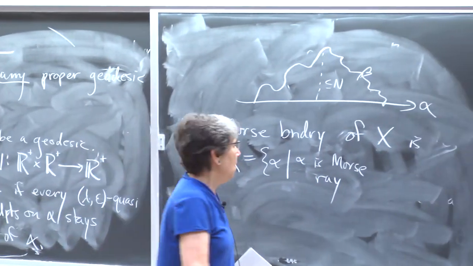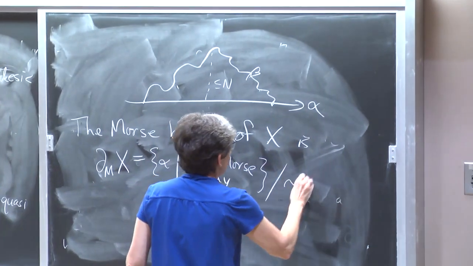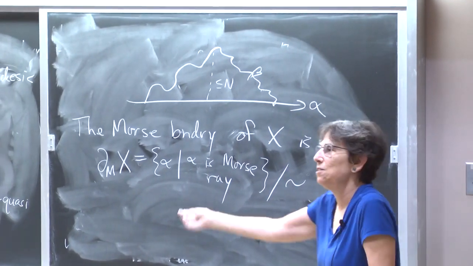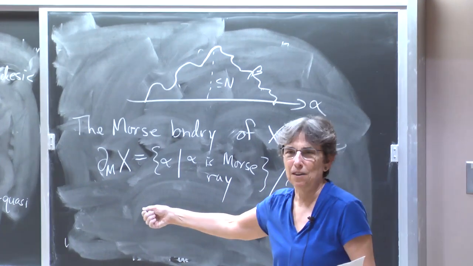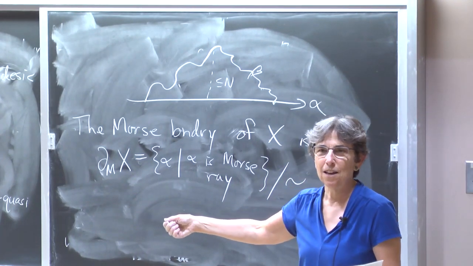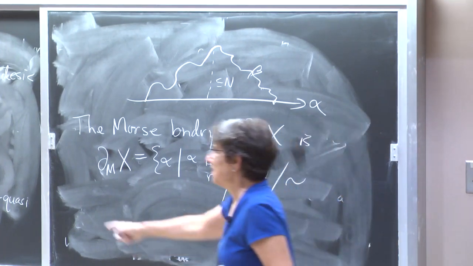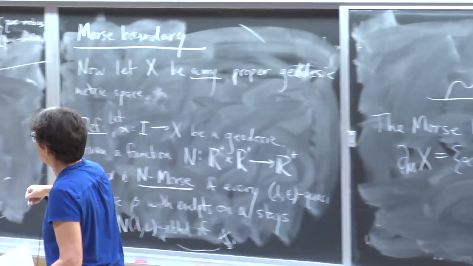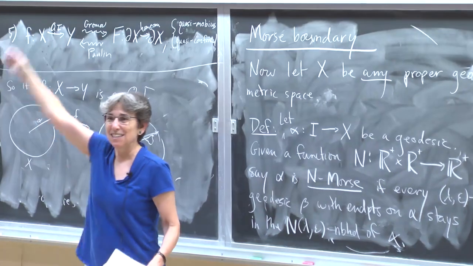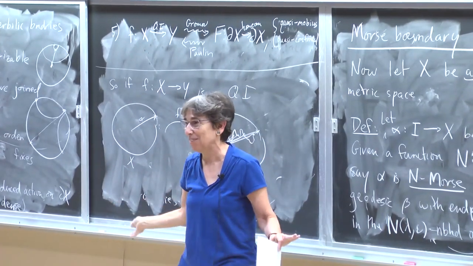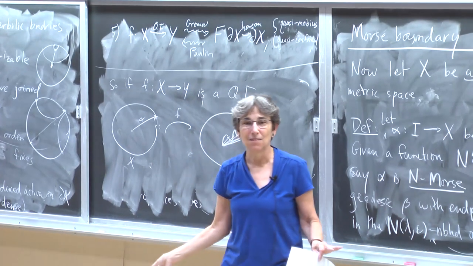Same thing: if two things stay bounded distance from each other, they're equivalent. So I'm just taking the rays to infinity like I did before, equivalence classes of rays. It's just that I'm only going to allow good ones and not bad ones. If things can get arbitrarily far away from the geodesic, forget it. I don't want them. Throw them away. They're not allowed.